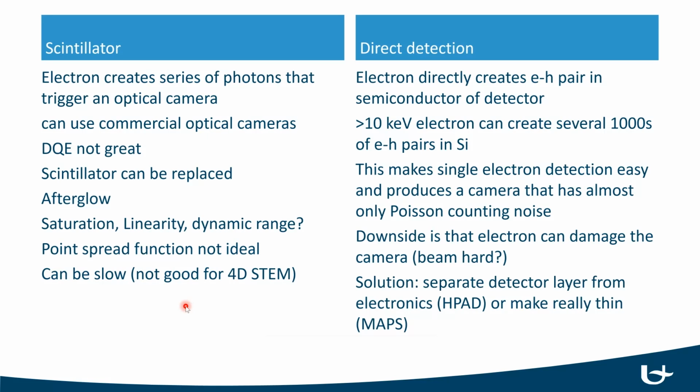And a solution for this, well, there are basically two solutions for this. Either you separate the detector layer from the electronics. That's what's done in so-called hybrid pixel array detectors. Or you make the semiconductor layer, the chip that consists of your camera, really thin, so that most of the electrons just go in, they leave a bit of energy, but then they go through the camera. I think for 4D STEM, the separate layer is fundamentally a better idea, because your detector layer is separated from the electronics, and we will come back to this in some later slides.